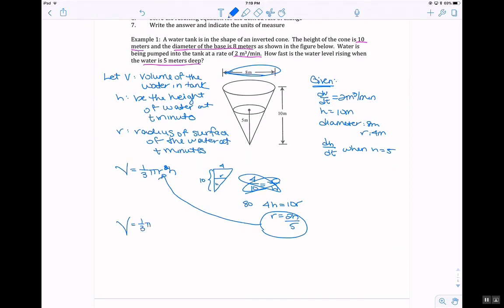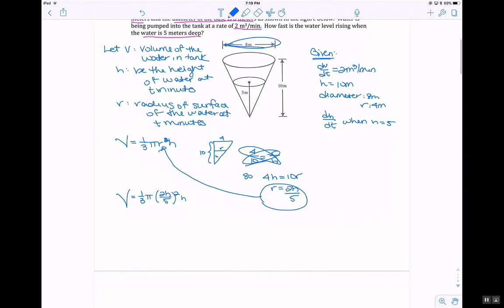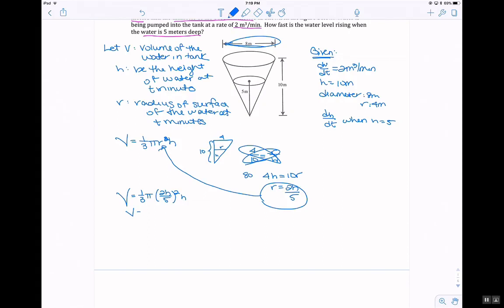So my v is equal to 1/3 pi (2h over 5) squared times h. So now v is equal to 1/3 pi 4h squared over 25 times h. So v is equal to 4 over 75 pi h cubed. Okay, so now I'm going to take my derivative implicitly. So dv dt is equal to 4 over 75 pi and then 3h squared dH dt.